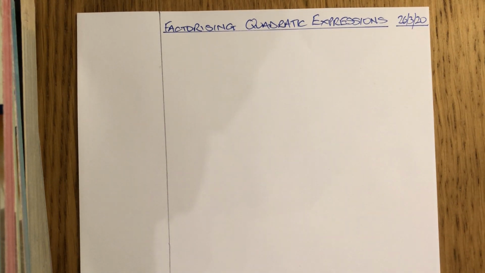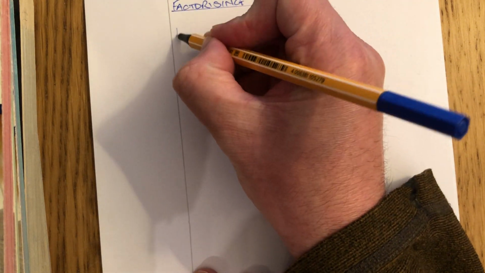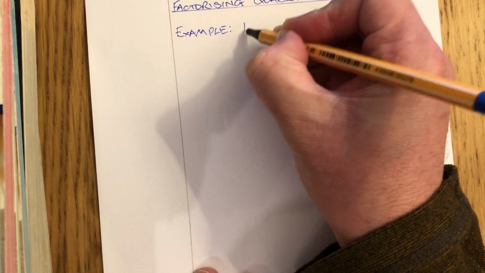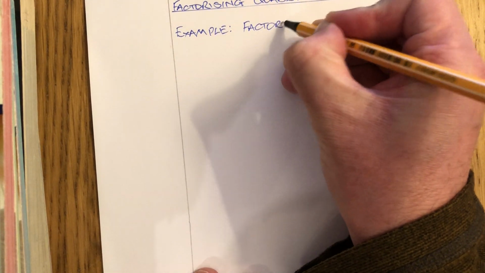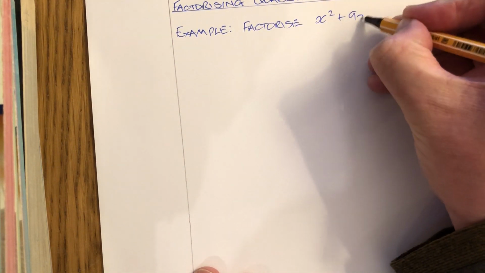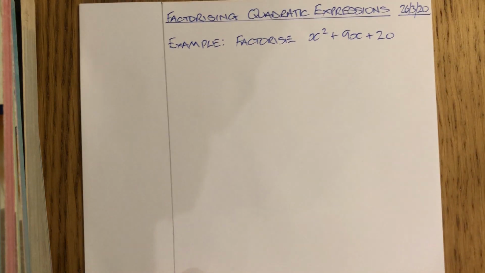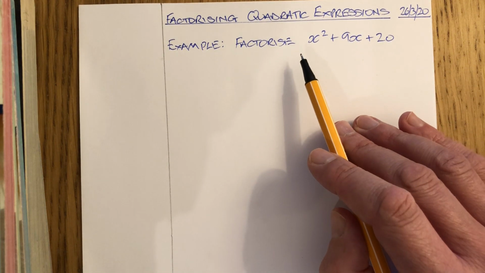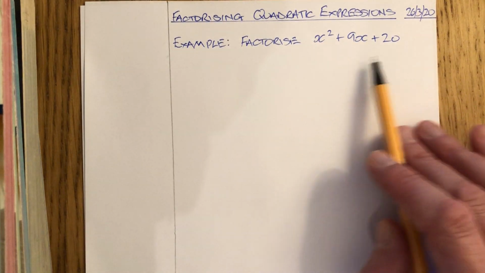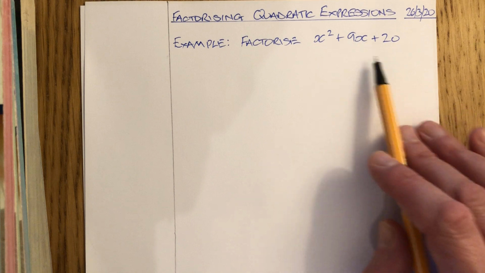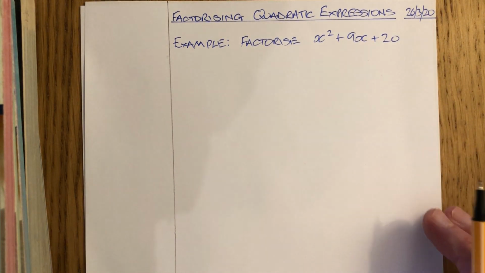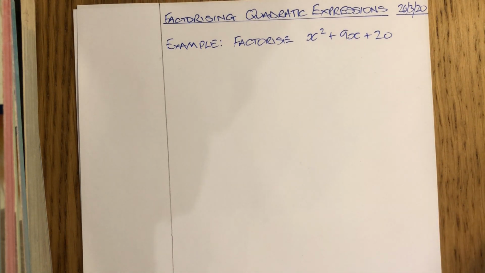So, have a look at a question. Example: factorise x squared add 9x add 20. So when we were multiplying out double brackets, we ended up with something like this, with an x squared term, an x term, and a number. And now we're starting from this and we're going back to having double brackets.